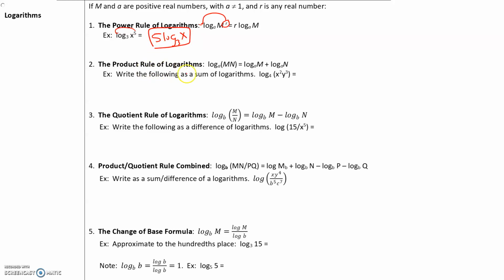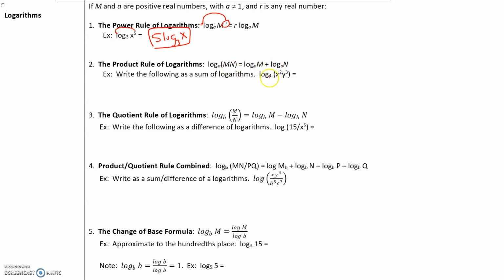Next, we've got the product rule of logarithms. Log base a of mn equals log base a of m plus log base a of n. So in other words, if we have a single logarithm and we're multiplying two terms, or it could be 3 or 4 or 5, when we separate these, each term is going to get its own logarithm. So we're going to split these up into separate logarithms. Then multiplication turns into addition.